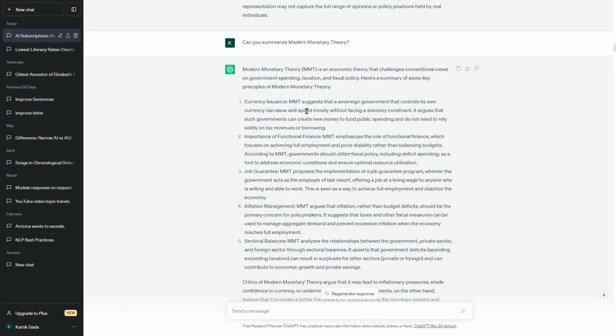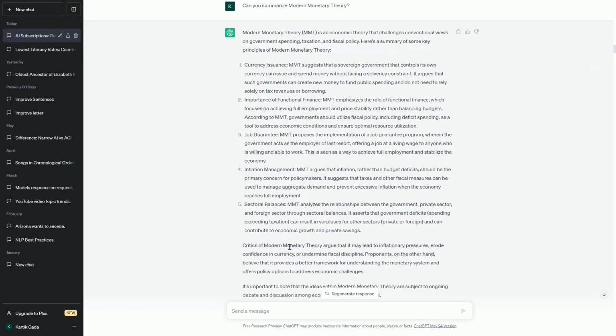And it talks about currency issuance, importance of functional finance, job guarantees, inflation management, etc. Critics of modern monetary theory argue that it may lead to inflationary pressures. Of course, what else is new? That's always the go-to explanation to prevent anything that might actually cause improvements from being implemented. But at least this answer from ChatGPT is relatively detailed and tells us something comprehensive about modern monetary theory rather than just a headline level one-sentence description.